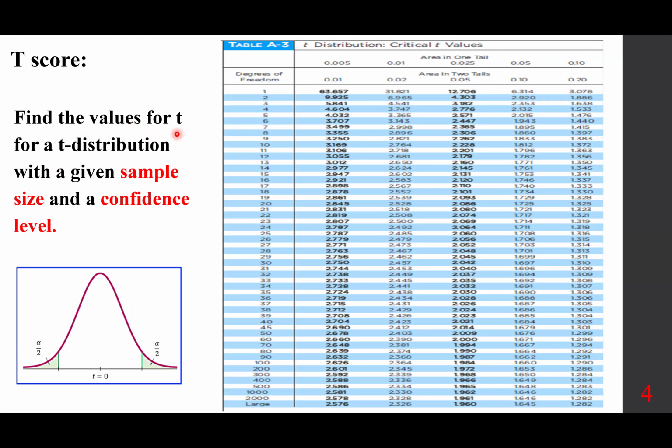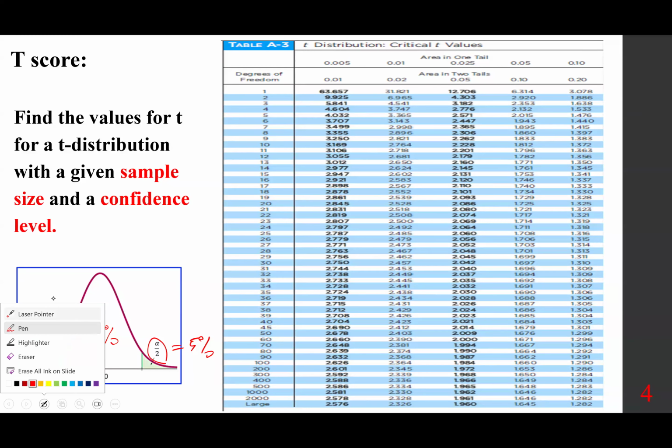T-score: find the values for T for a T-distribution with a given sample size and a confidence level. When they give you the confidence level in between, you have 90%, 95%, and so on. And the two tails contain the rest of it. So for example, if this is 90%, that means 10% in both tails, which means 5% in each. So this is 10% divided by 2, or 5%. And so is this. That's the meaning.